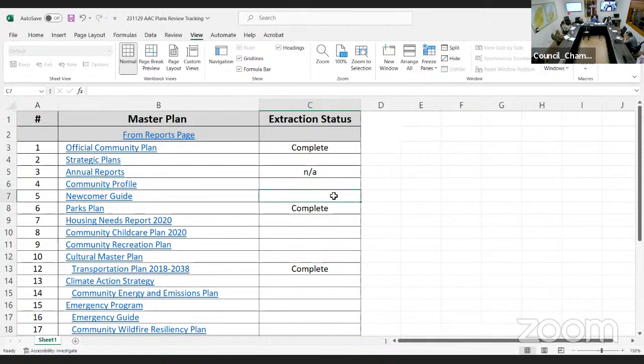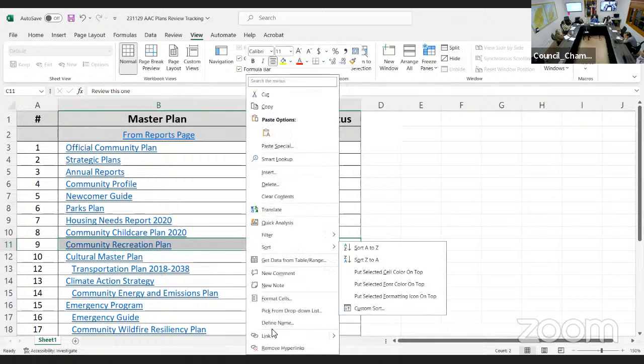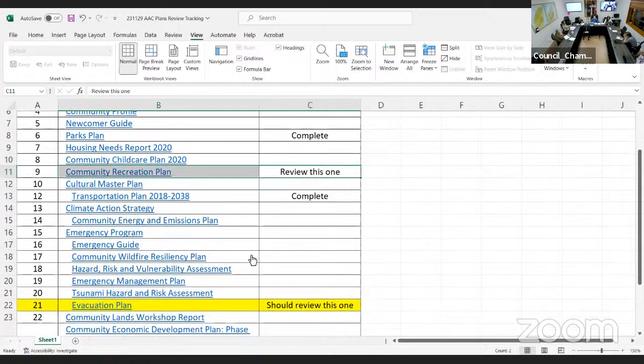Peter would be somebody. I was thinking, what's the recreation plan? Yeah, that's one that jumped out to me as one that would have something. Is that different from parks? Yes, because it's like programming. Actually, there's a few. Even the housing needs report could have some, because that comes up a lot, but that's maybe for the other committee.